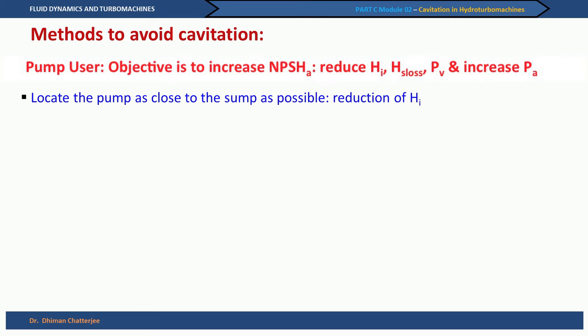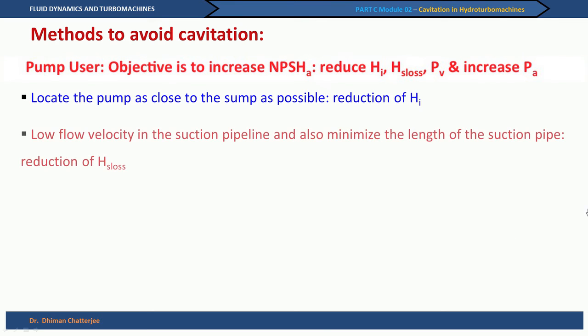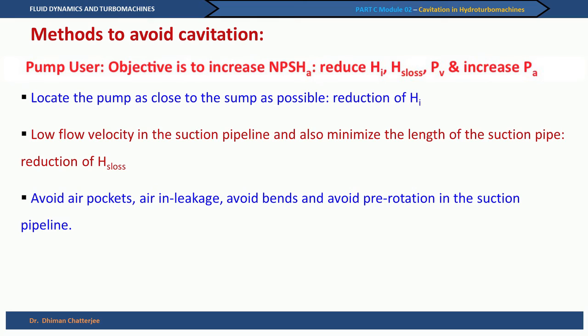so that we can reduce the HI or the suction lift. We can also keep a low flow velocity in the suction pipeline. So, we can increase the pipeline size so that the velocity is less, and also minimize the suction pipe length. So, the objective is to reduce the HS loss. We can try to avoid air pockets, avoid bends as much as possible.